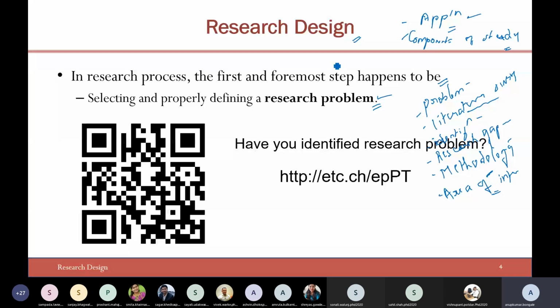So let me just give you a poll. If you have a QR code scanner with you, or else you can simply type this link, or else let me just put this on the chat window so that all of you can access. It is kind of a poll. The question is, have you identified your research problem or not? I just wanted to know from each one of you.